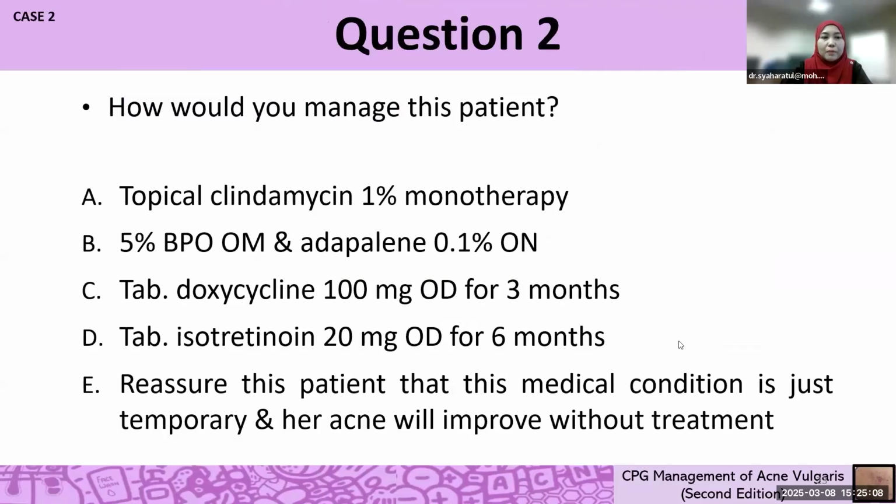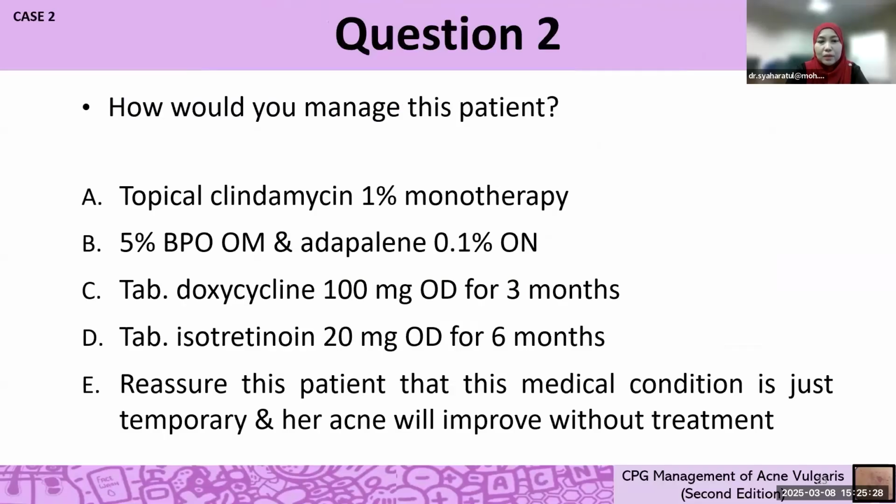Okay, so we have A, B, C, D, E there. Okay, so you can type your answer. So would you give the patient topical clindamycin monotherapy alone? Or B, 5% benzoyl peroxide in the morning and adapalene at night. Or C, doxycycline 100 mg OD for 3 months.